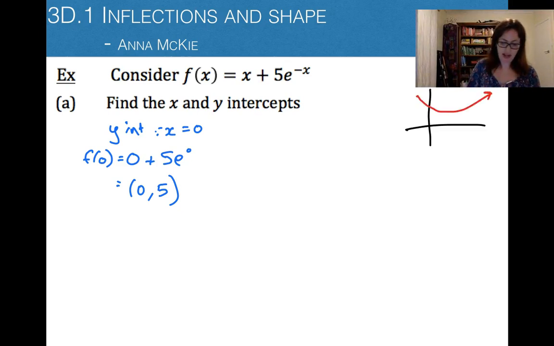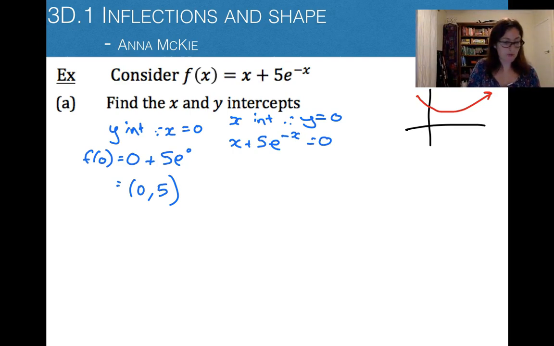Oh, that's very rough. Anyway, so our y-intercept is there. Any x-intercepts? No. And let's justify that. For an x-intercept, y is equal to 0. So we're trying to solve this algebraically. When is that equal to 0?